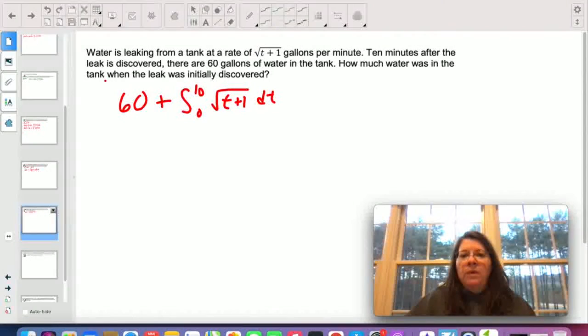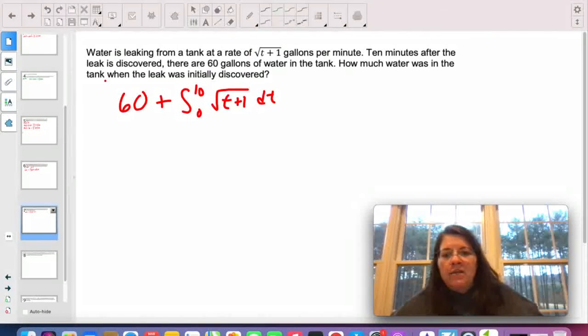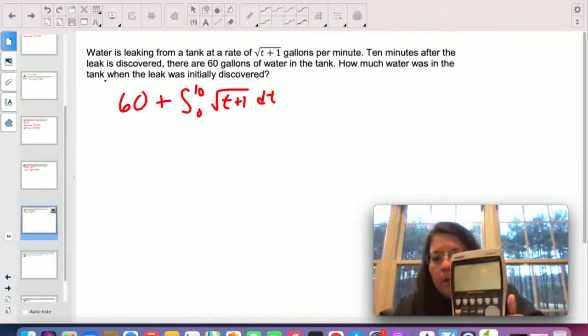And with this one, it does not say you can't use a calculator, so we're going to use a calculator for this one. We haven't really talked much about calculators with integrals yet, so I'm just going to show you real quickly on your Casio what buttons to push to do this.